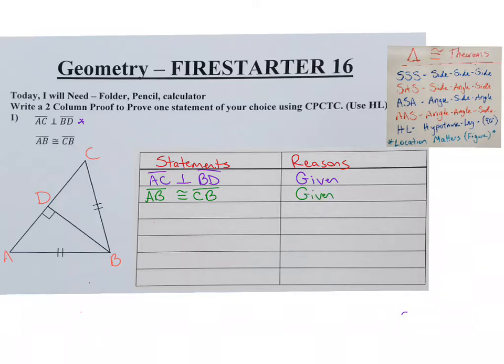Now, I told you to use hypotenuse leg, so you need to have 90 degrees. So hypotenuse leg, right here, you must have a 90 degree angle somewhere, right? If you don't have that, you can't use hypotenuse leg, it's not possible. So hypotenuse, the hypotenuse, that is the longest side of a right triangle.